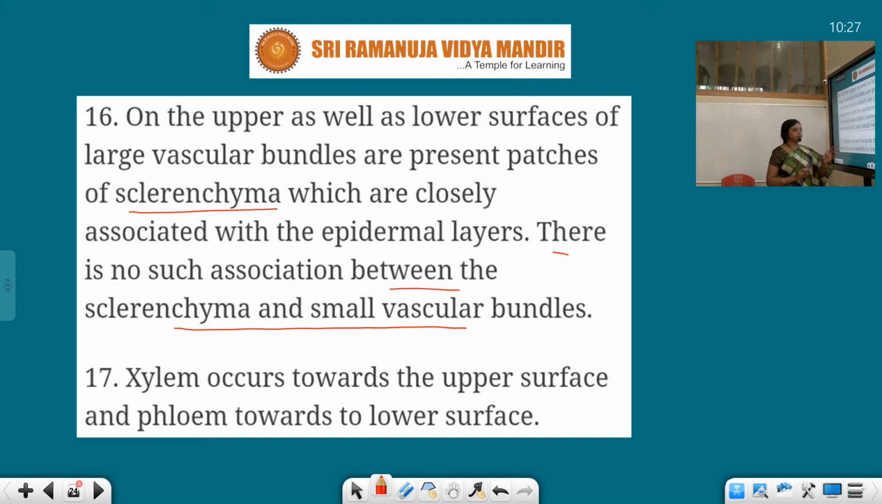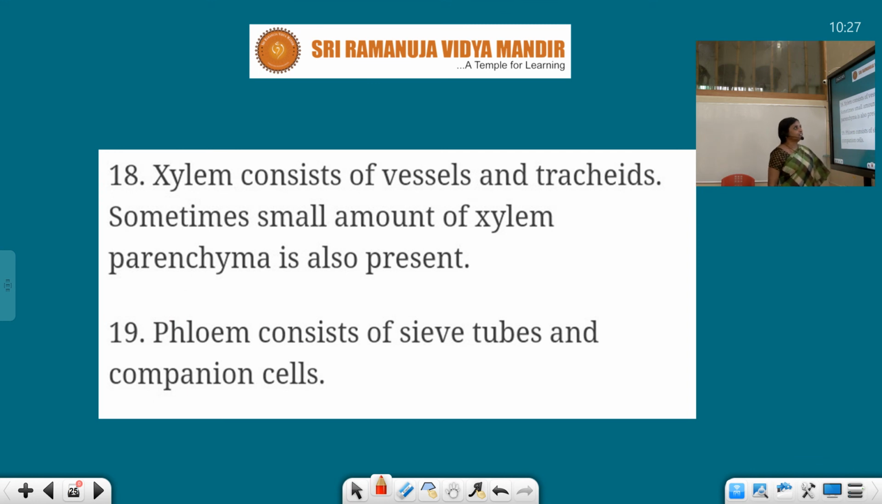Xylem occurs towards the upper surface and phloem towards the lower surface. Similarly, in the dicot leaf also we have seen that xylem is towards the upper epidermis side and phloem is towards the lower epidermis side. Xylem consists of vessels and tracheids. Sometimes a small amount of xylem parenchyma is also present.